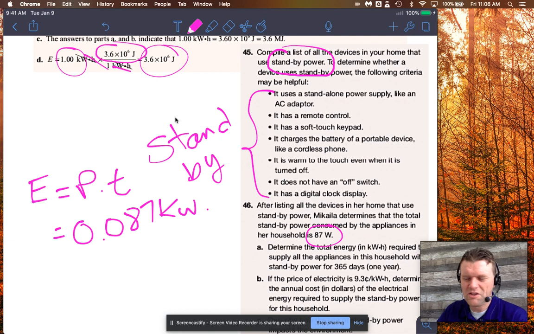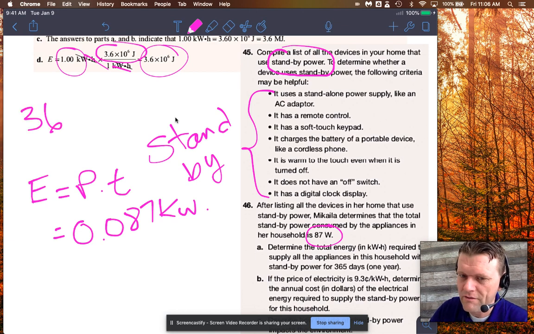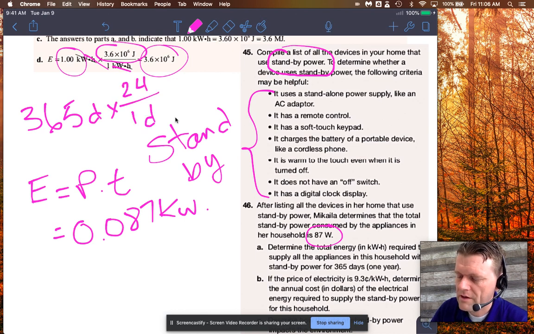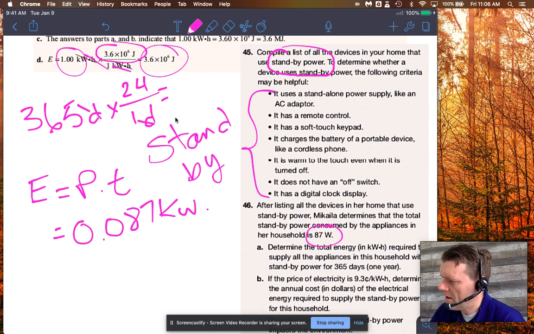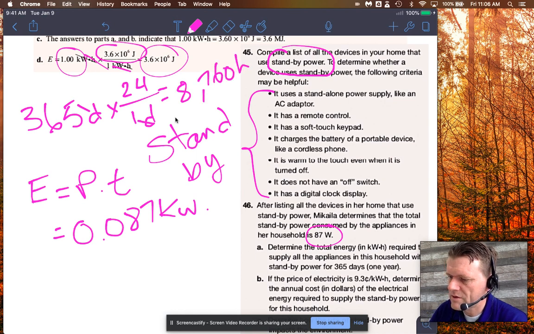Okay, this is 365 days in 1 year. So how many hours is that? That's a lot of hours. Okay, but what would that be? 365 days. There are 24 hours in 1 day. So I like setting up the fraction that way. If you're comfortable with that, the days cancel. Okay, and we get 8,760 hours.